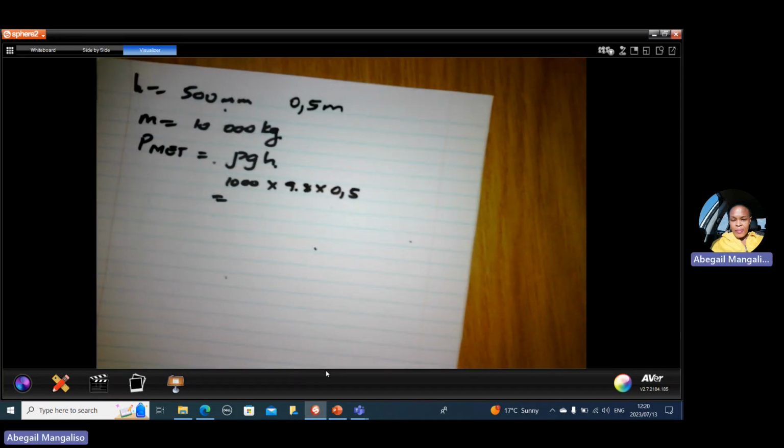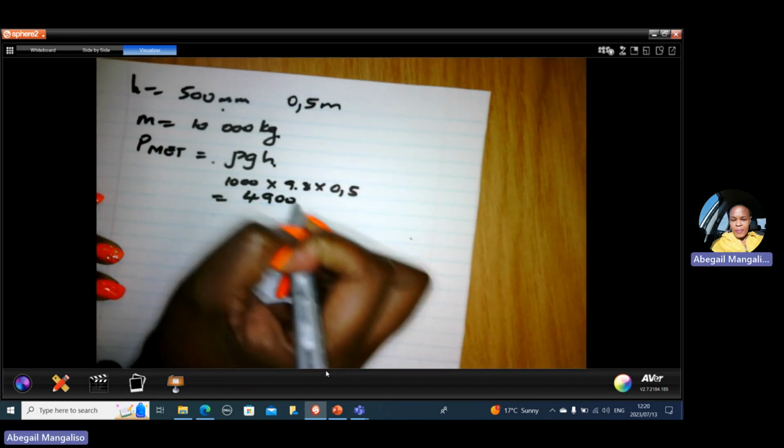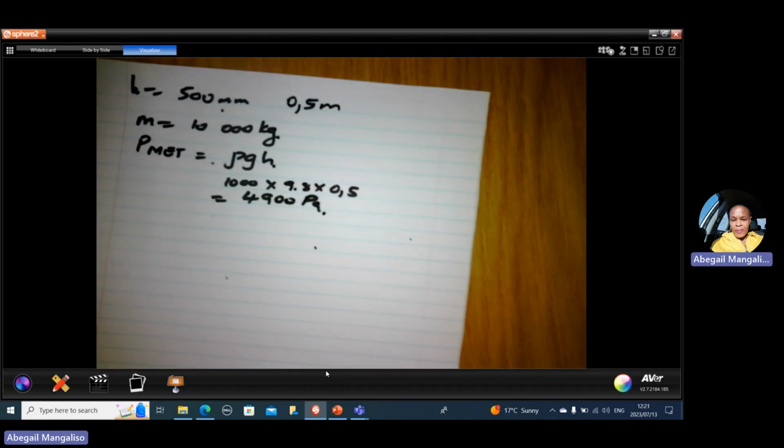So this question has nothing to do with volume. This question has nothing to do with area, but it has something to do with the pressure. So it is 1,000 multiplied by 9.8 multiplied by 0.5. So it is 4,900 pascals. That is the pressure.